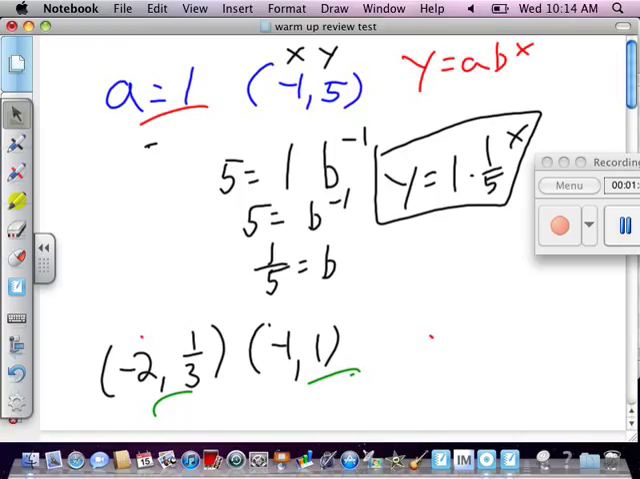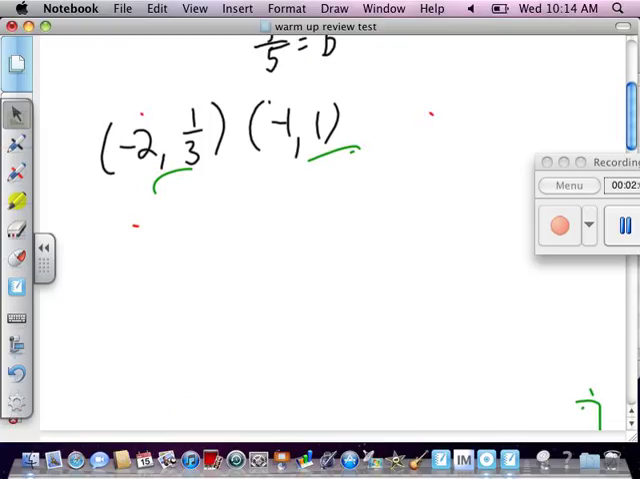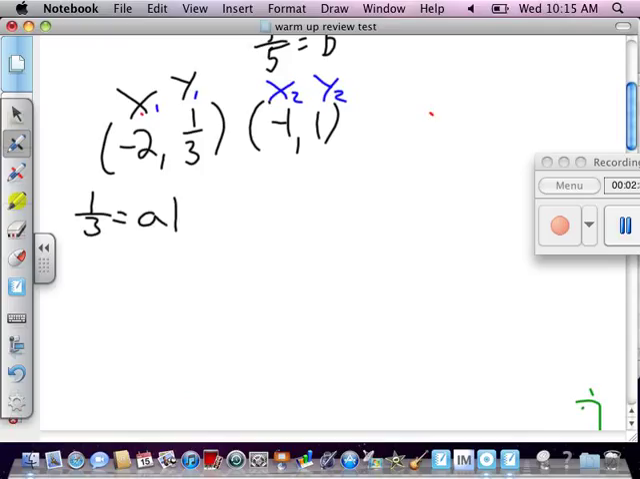Okay, now we're going to do the whole 2-point thing. So I think this is where we have some confusion. I'm going to do one of these problems where I go through my full steps here, and then I'm going to do one using the shortcut. All right? So the first step for both of them is to label x, y. My second step is to put them in the equation. 1/3 equals a and b we don't know, to the negative 2, and 1 equals a, b to the negative 1.